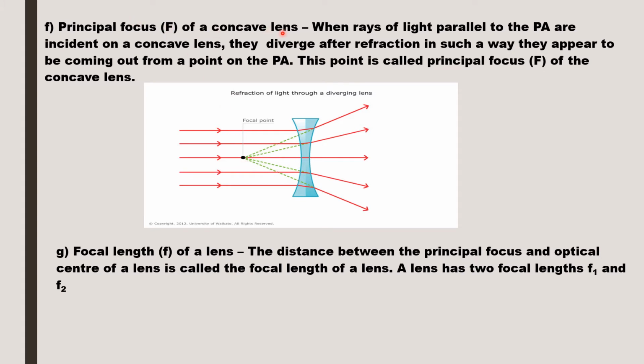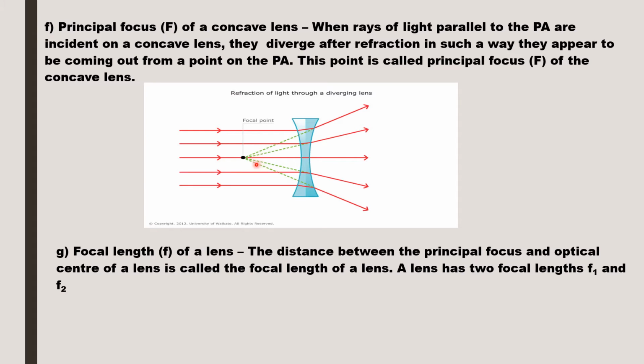So define principal focus of a concave lens. When rays of light parallel to the principal axis are incident on a concave lens, they diverge after refraction such that they appear to be coming from a point on the principal axis. This point is called the principal focus of a concave lens.